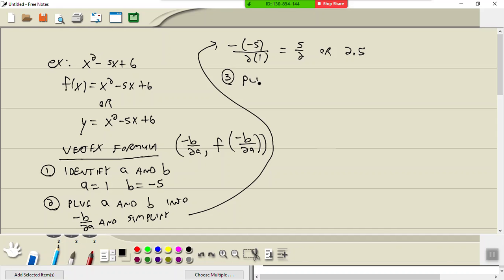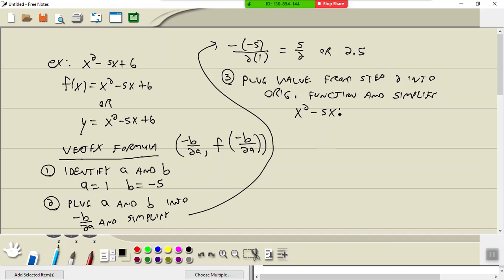Step 3, plug the value from step 2 into the original function and simplify. It doesn't matter which one you go to, but we'll just go to the right side because that's really all we need. x squared minus 5x plus 6. Now if I put 5/2 in there, I get 5/2 squared minus 5 times 5/2 plus 6. That gives us 25/4 minus 25/2 plus 6.